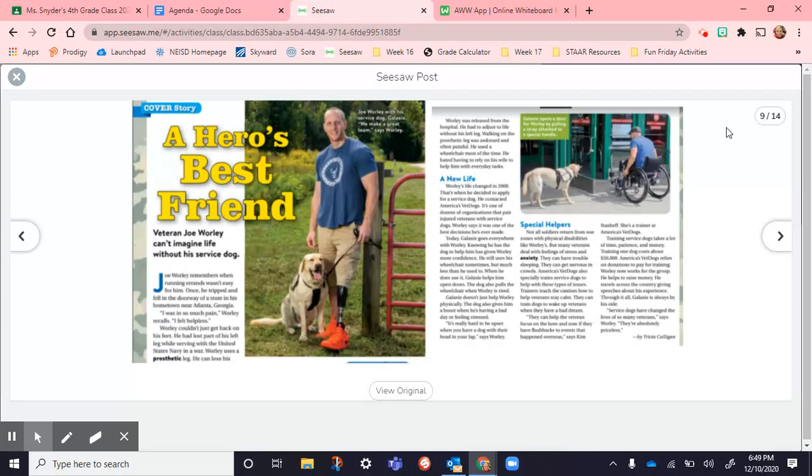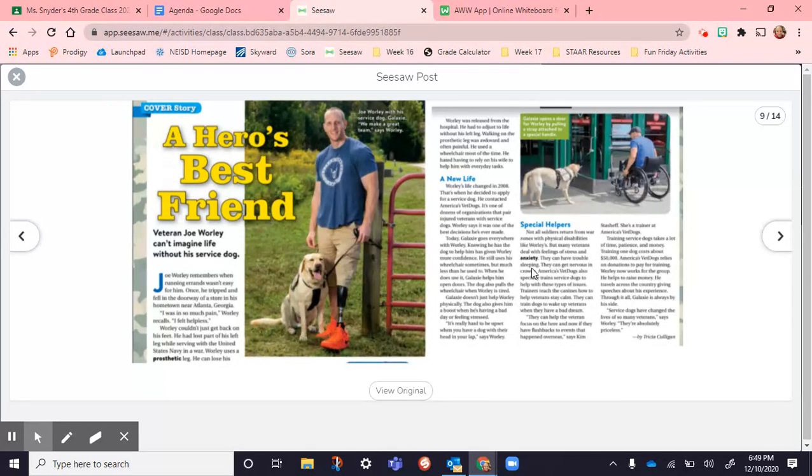So this is about a man named Joe, and he was in the Navy, and he lost his leg while he was in service, and he had a lot of anxiety and depression and things like that. And he got with a group called America's Vet Dogs, and they got him connected with this dog here named Galaxy.